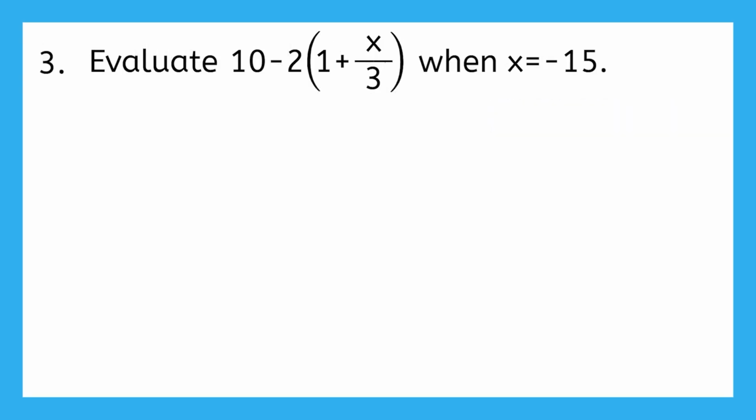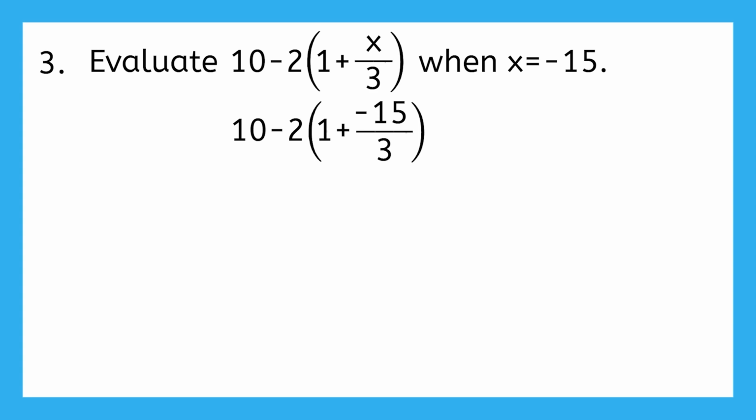Our final example problem asks to evaluate 10 minus 2 times the sum of 1 plus x divided by 3 when x equals negative 15. Pause the video now and try substituting the value of x into the expression, and then use the order of operations to evaluate it. After substituting negative 15 for x, my expression is now 10 minus 2 times the sum of 1 plus negative 15 divided by 3. Considering the order of operations, what would be the first step to evaluate this expression?